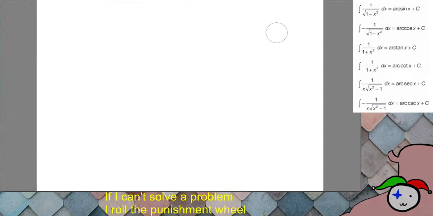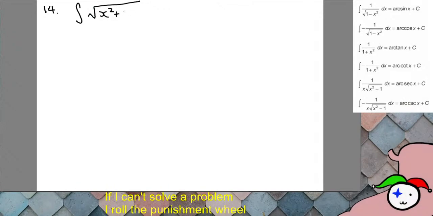Where are we now? Number 14. It's been 3 hours since I started, 2.5. 14. Oh, right. What is 14? 14 is the integral of, my god, can you believe it, x square root of x squared plus x plus 1.